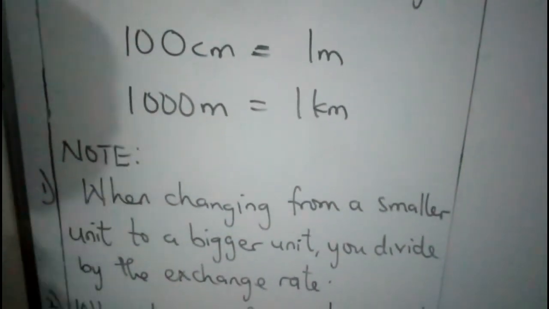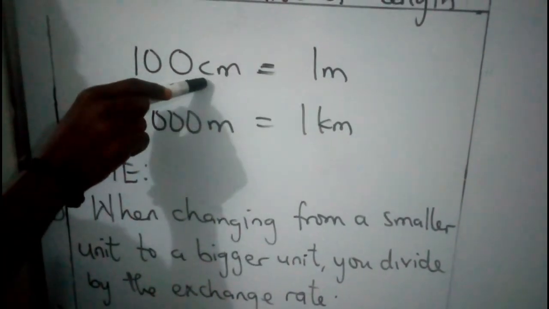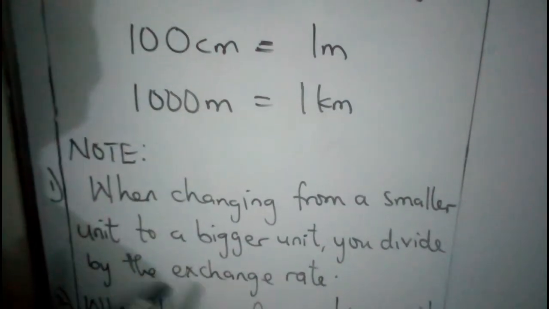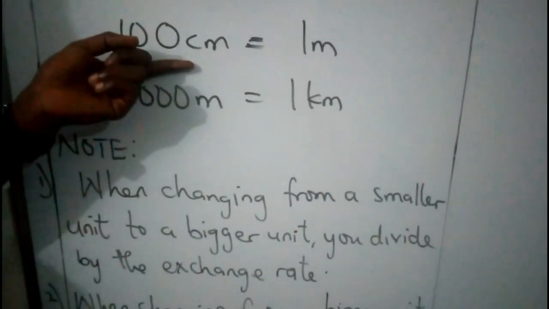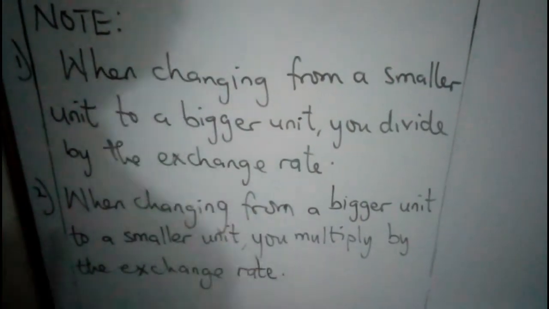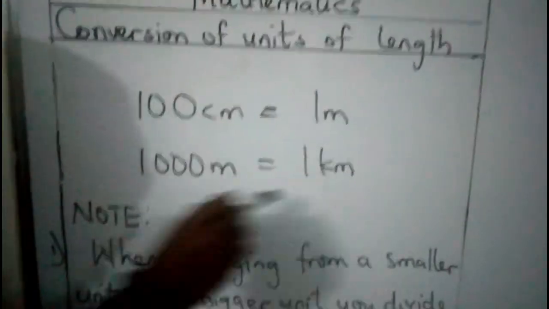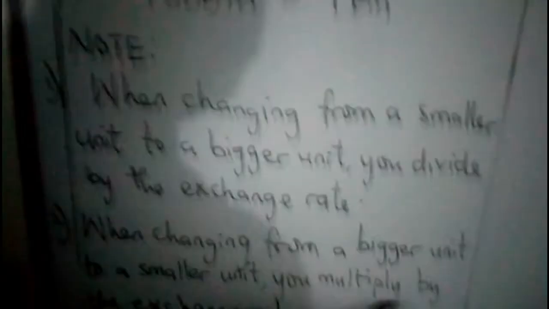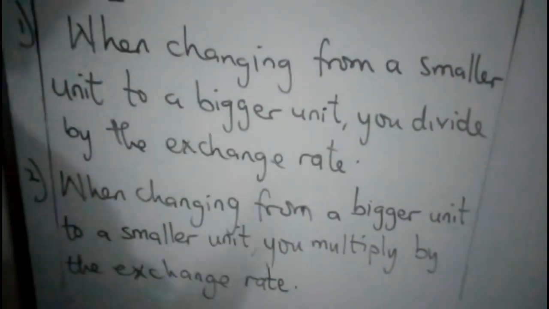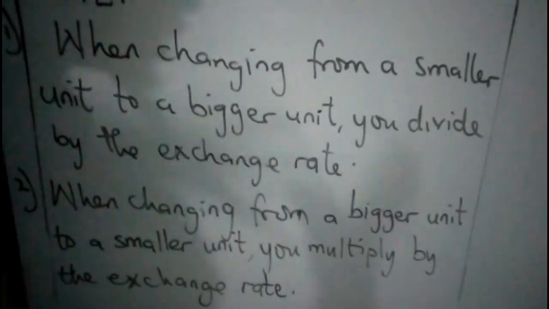So what this information is saying is that when you are changing from a smaller unit to a bigger unit, for example, centimeter is a smaller unit. So when you are going from centimeters to meters, that is smaller unit to bigger unit, what do you do? You divide by the exchange rate. So in this case, you divide by 100. And the second one is saying, when you are changing from a bigger unit to a smaller unit, look at it very well. I told you kilometer is a bigger unit than meter. So when you are converting, for example, from kilometers to meters, which is bigger to smaller, what do you do? You multiply by the exchange rate. So let that sink into your head, that when you are changing from a smaller unit to a bigger unit, you divide by the exchange rate. But when you are changing from a bigger unit to a smaller unit, you multiply by the exchange rate.